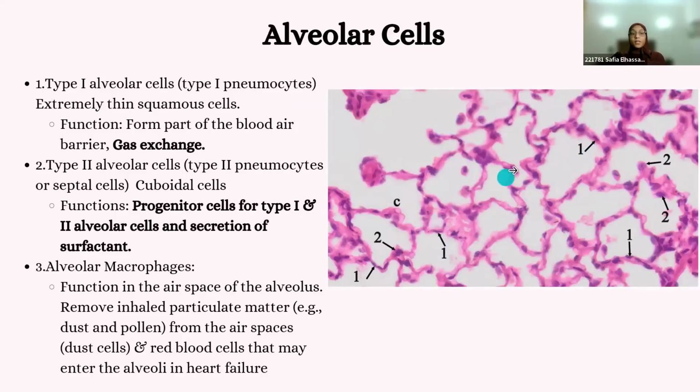The second type of cell is the type 2 alveolar cells. These are a little bit thicker because they're cuboidal cells, and their function is that they're progenitor cells for type 1 and type 2. So they divide to form those type 1 pneumocytes as well as type 2 cells, and they secrete surfactant, which is the fluid. And then the last type of cell is the alveolar macrophage, which I don't think you can appreciate here, but just from the name, it's a macrophage, so it is an immune cell. It removes inhaled particulate matter and red blood cells that could enter this area, for example in cases of heart failure, so it would be the macrophages that would remove them.